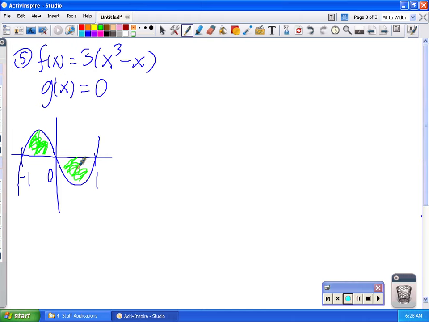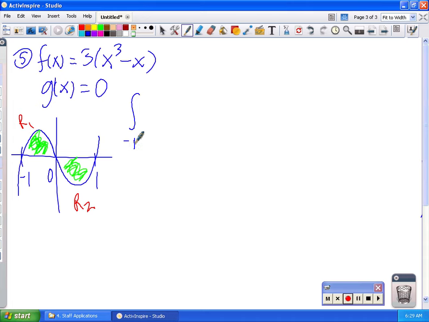And I'm going to call this region 1 and this region number 2. In region number 1, the cubic is on top and the x-axis is below. And in region number 2, the x-axis is on top and the cubic is below. So we're going to set up two integrals to represent all of the area that we need, the net area that we're going to collect here.